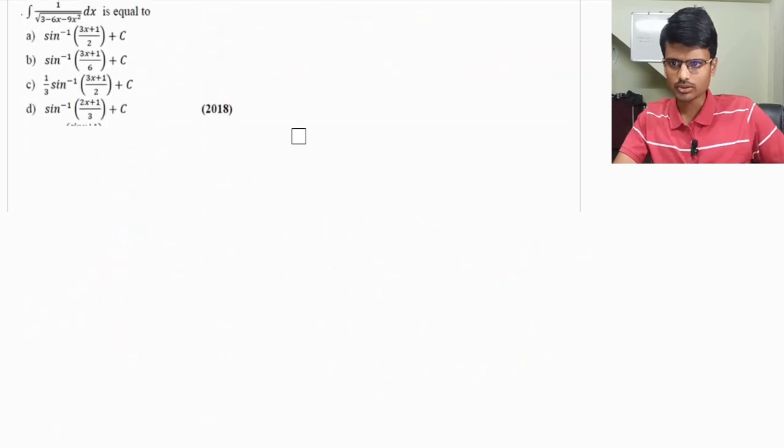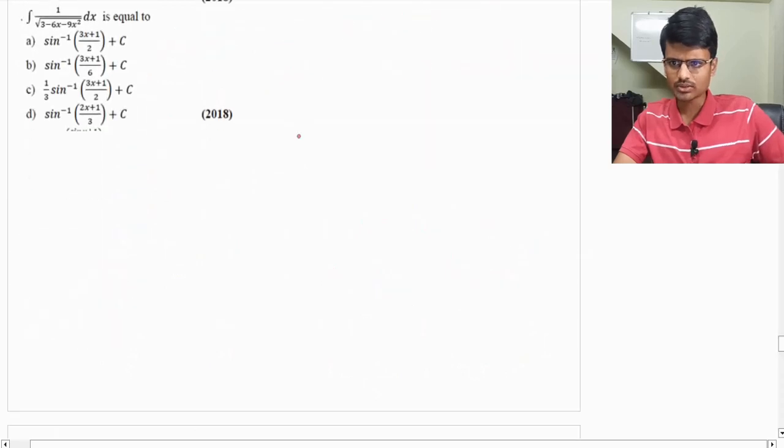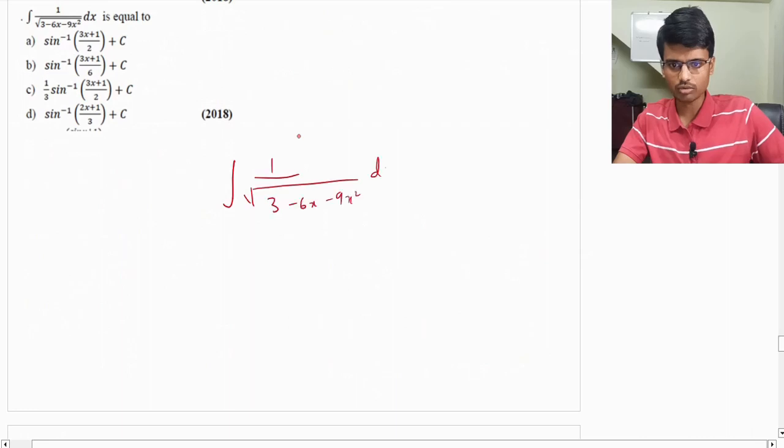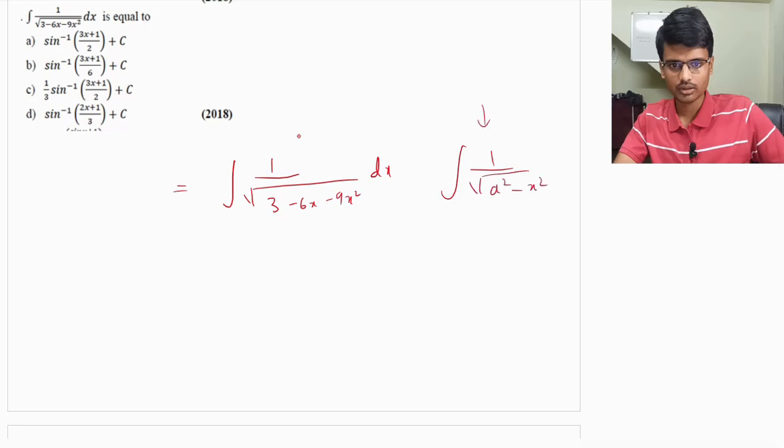Okay, so this is also a standard question that they have asked us. 1 by root of 3 minus 6x minus 9x square. So looking at the question, we get an idea that it is something of the form 1 by root of a square minus x square, something of this form. Okay, what is the formula for this? It is nothing but sine inverse x by a. So this idea we should get looking at the question. So all the options have sine inverse.